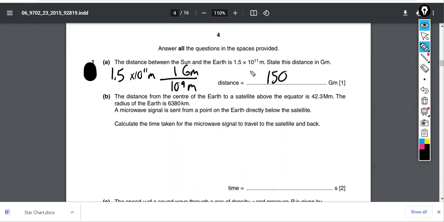gigameters. You could type that in your calculator and make sure that, oh yeah, that's how we deal with exponents. We subtract these, right? 10 to the 9.